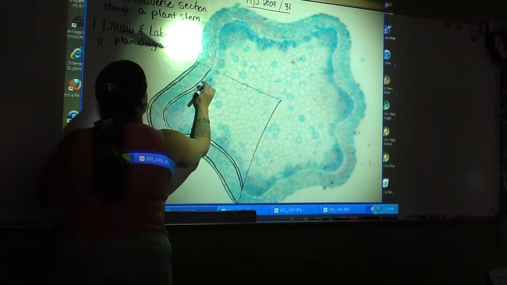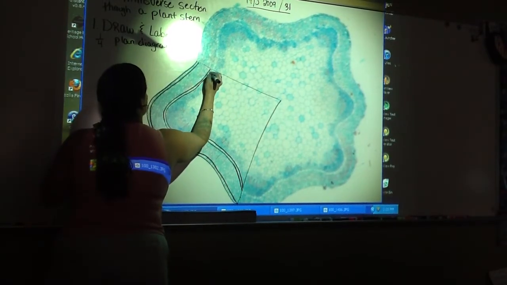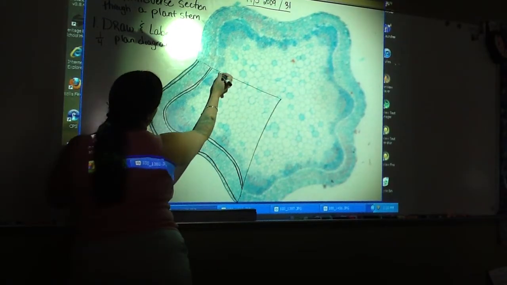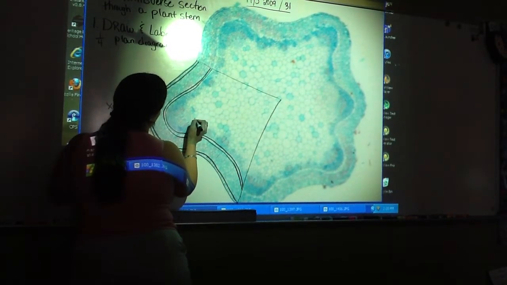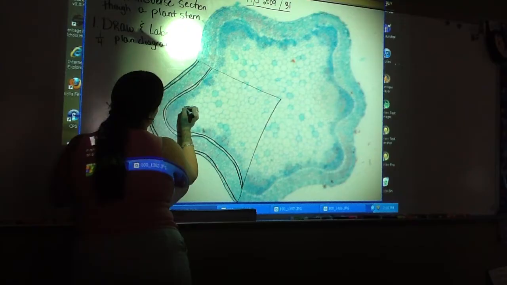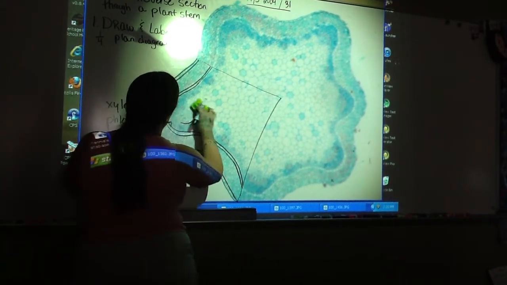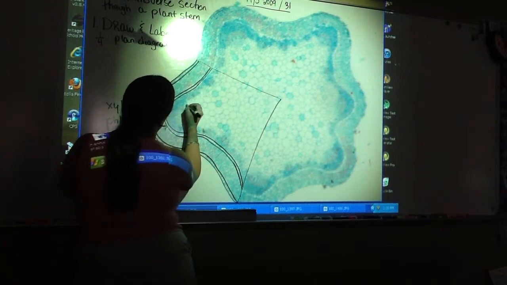It's very hard to draw this on a board. Alright, here we go. Let's go ahead and draw a vascular bundle. And actually it's kind of a triangular shape, so let's try that instead.